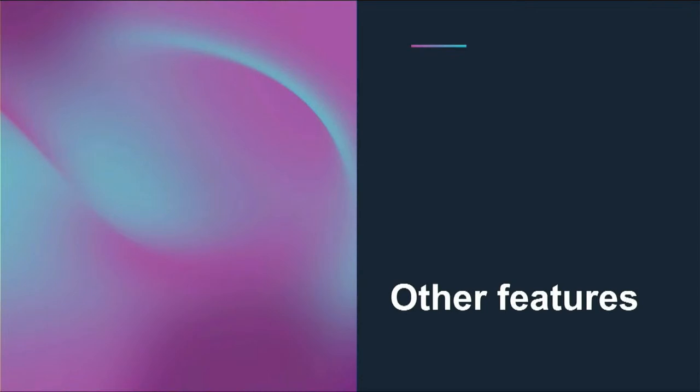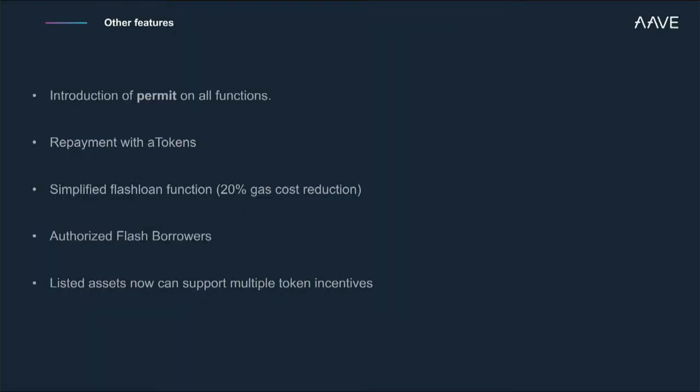Of course, there are a bunch of more new features that came together with version 3 of the protocol. There is the introduction of permit on all the main functions and user-facing functions of the protocol. This is a way to save gas, basically, so the users don't need to approve before the actual action they want to perform.